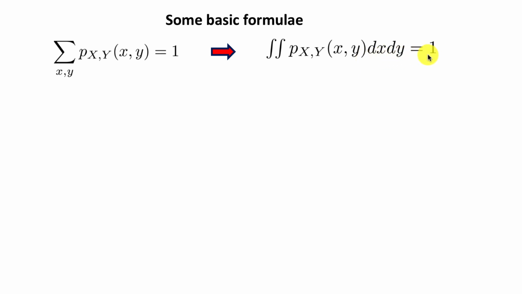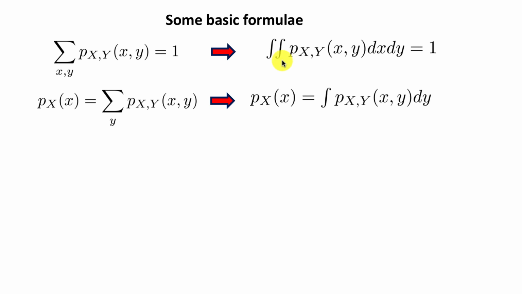Now here, the integration is over all values of x and y. So strictly speaking, this integration over x goes from minus infinity to plus infinity, and similarly this integration over y goes from minus infinity to plus infinity. But it is often the case that this function over here, the joint probability distribution, is 0 for most of the values of x and y, and so therefore this integration will be carried out over a limited region. We'll see many examples of that very shortly.